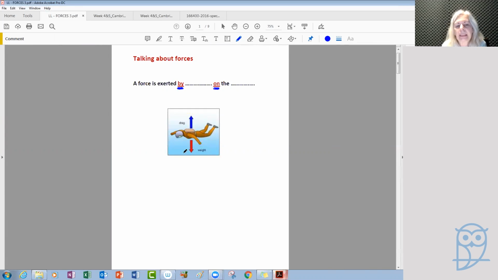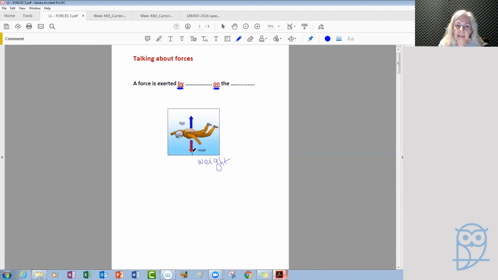So, for example, we have this guy here falling from an airplane before the parachute is open. They show two forces acting on this person. This downward force is the weight. It says here, weight. And this upward force, it says here, drag. It's the air resistance. So how do we talk properly about these forces?